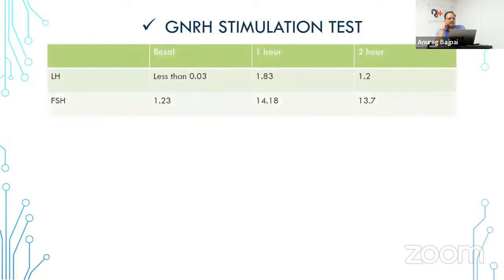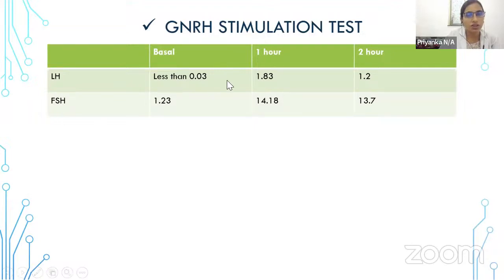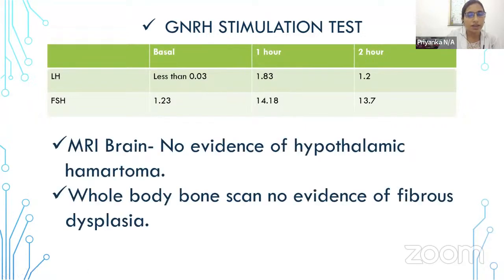Yeah, please go ahead. The GnRH stimulation test was done. The basal level of LH was less than 0.03, and it did not rise after 1 and 2 hours, remaining at 1.8 and 1.8. FSH was 1.23 basal, and rose to 14.18 and 13.7 at 1 and 2 hours. MRI brain was done to rule out hypothalamic hamartoma, and a whole body bone scan showed no evidence of fibrous dysplasia.